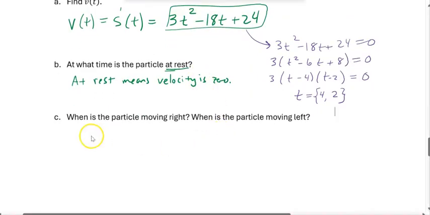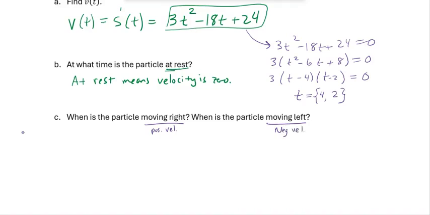Then C, when is the particle moving right? When is the particle moving left? When something's moving right, we say that it has positive velocity. And when it's moving left, we say it has negative velocity. I want you to just examine this one on Desmos. I'm going to leave that as an extra activity that I'm not going to examine in this video.